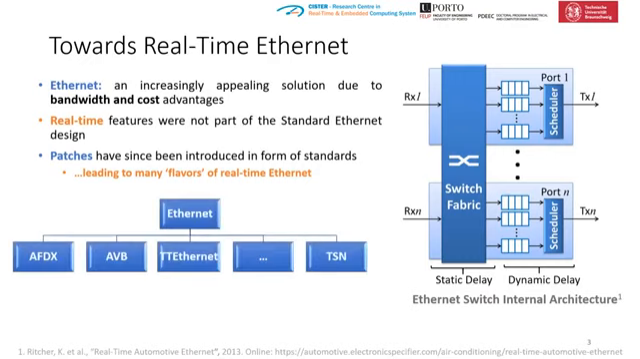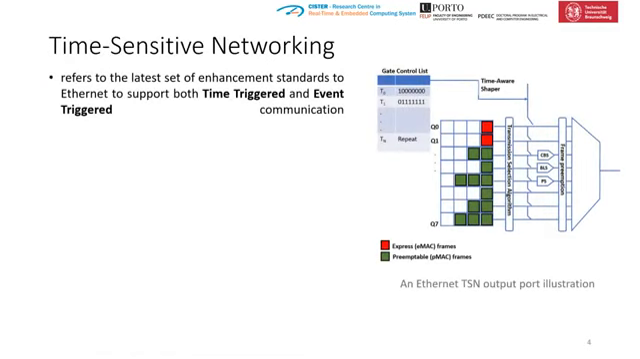This has led to many flavors of Ethernet for some of these domains, from AFDX to AVB to TT Ethernet, and now to the latest set of standards on the topic, TSN. TSN refers to a set of new standards introduced to Ethernet to achieve real-time communication, both time-triggered and event-triggered. TSN enables predictable transmission of heterogeneous traffic over an Ethernet backbone network in distributed real-time embedded systems.